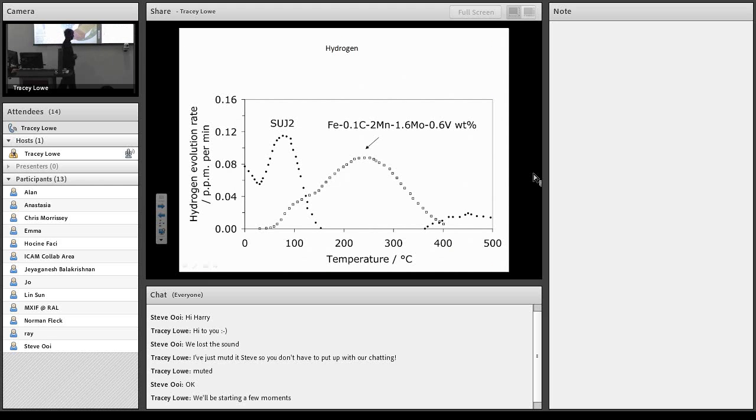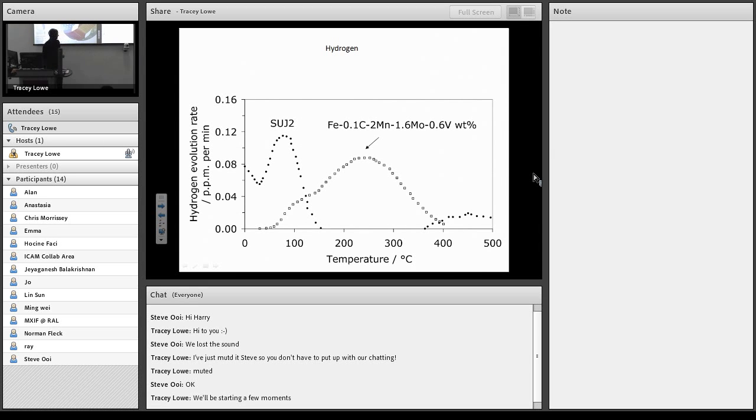Here's an example. This is a particular steel, which is a common bearing steel. And this is a steel which I'll show you the structure of later. Obviously, this has strong traps for hydrogen, because the hydrogen is being evolved at a higher temperature. And you know, this means a very strong trap. And hydrogen that's located in those traps is not going to influence the properties of the steel. Whereas this is highly diffusible hydrogen and will cause damage to your material if it goes into the steel.